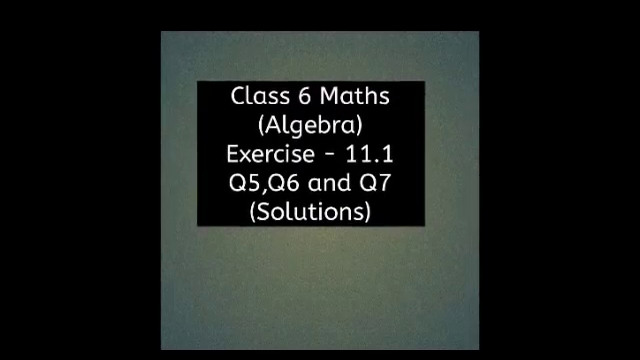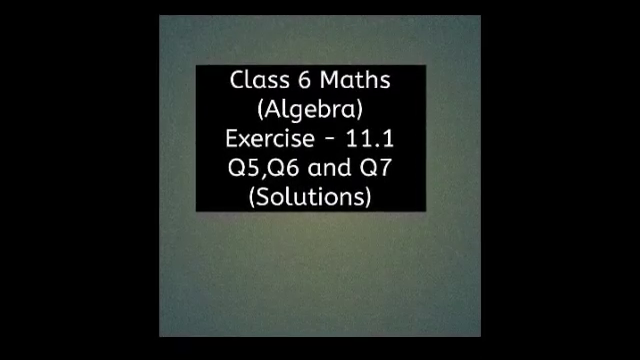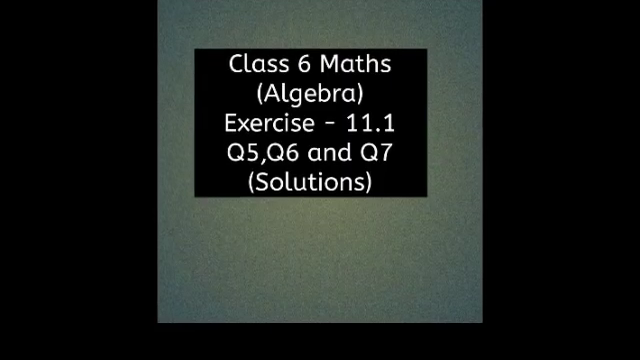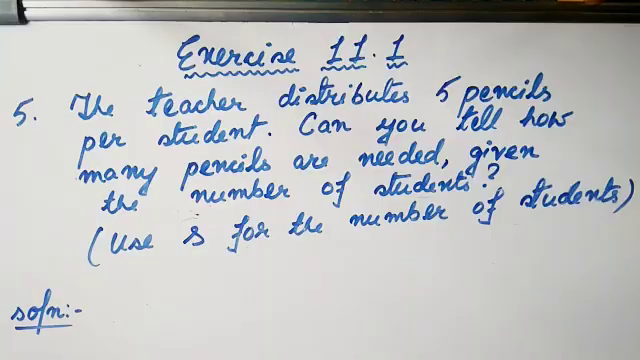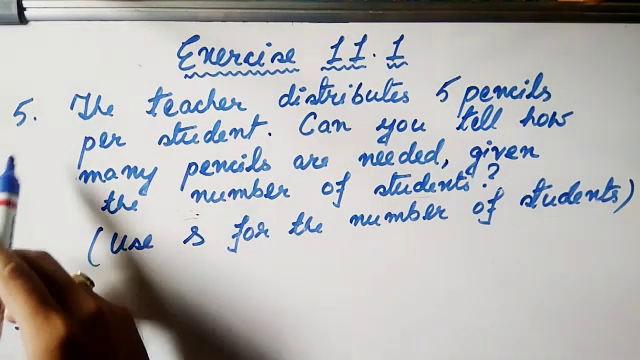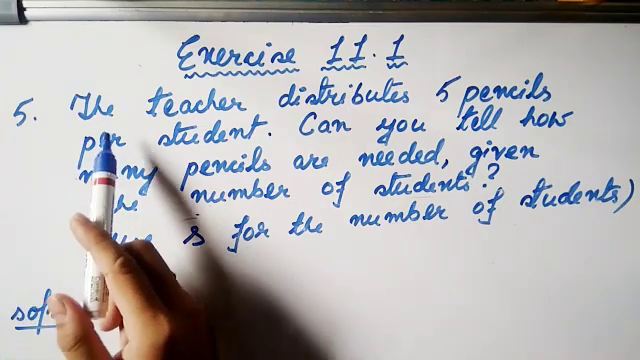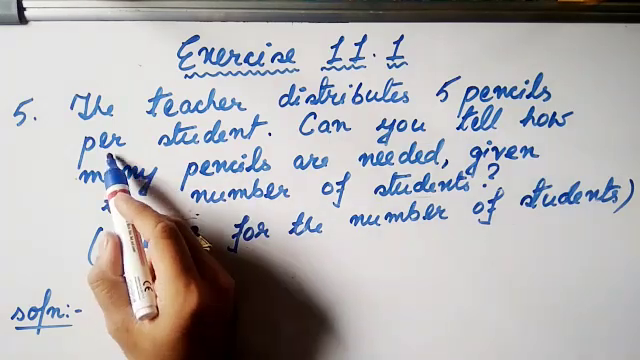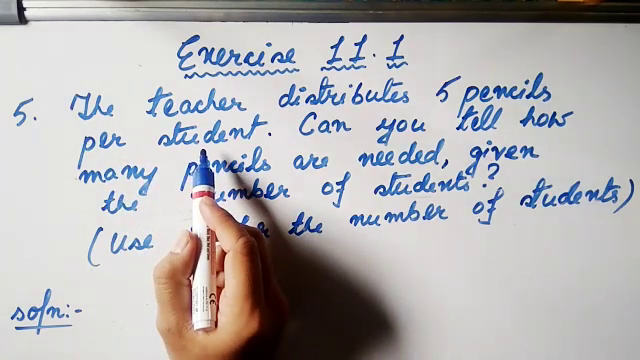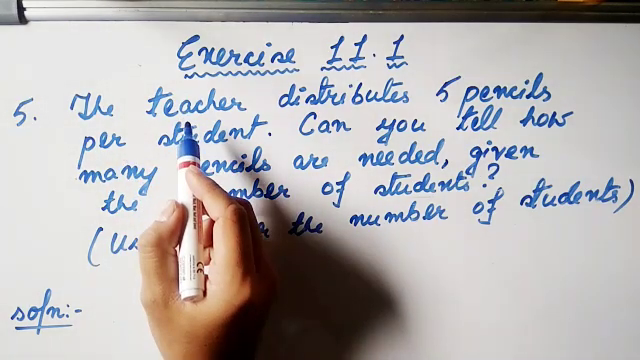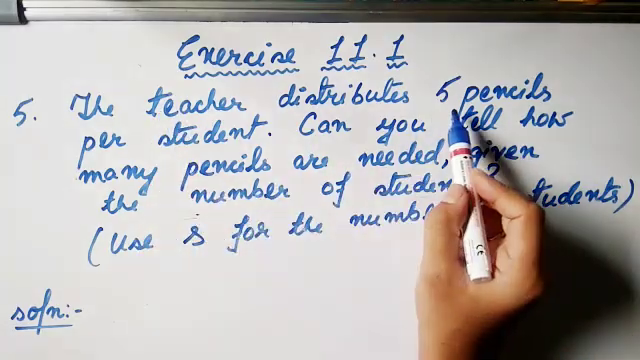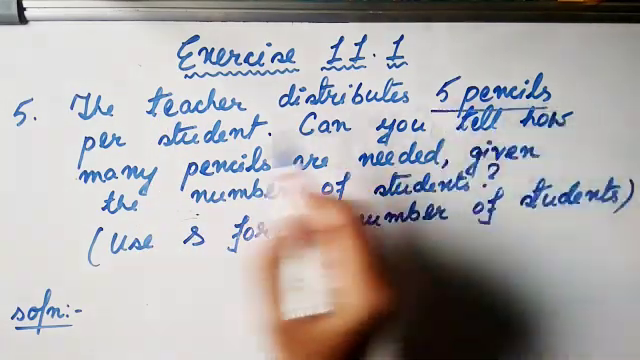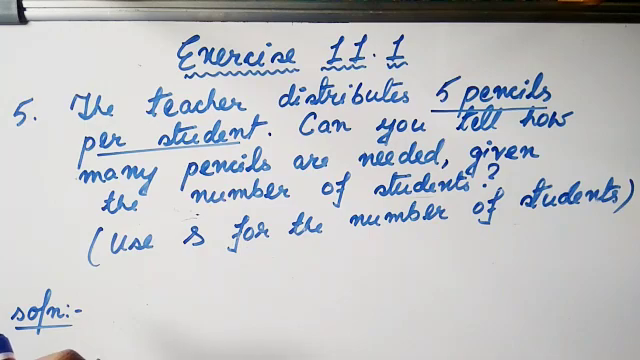This is BJ Tutor, and in this video let us solve question number 5, 6 and question number 7. So students, let us read question number 5, and it says the teacher distributes 5 pencils per student. So it means that there is a teacher and this teacher distributes how many pencils? 5 pencils per student. Understood?